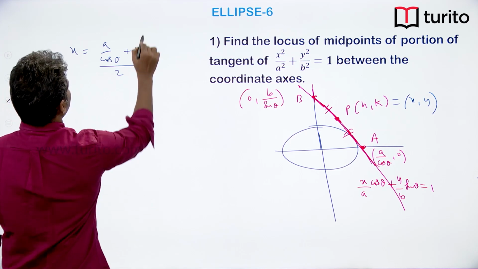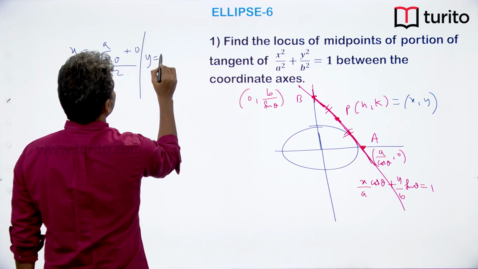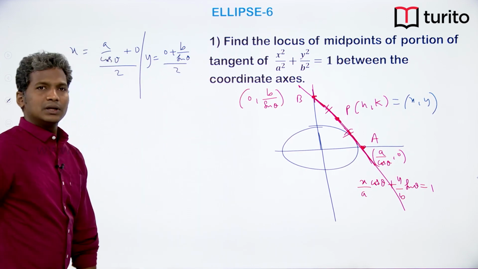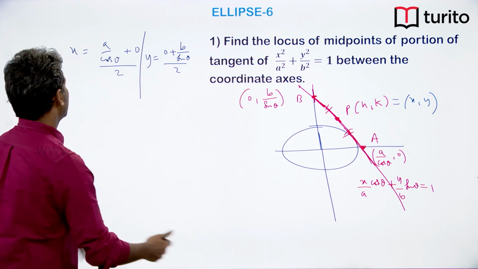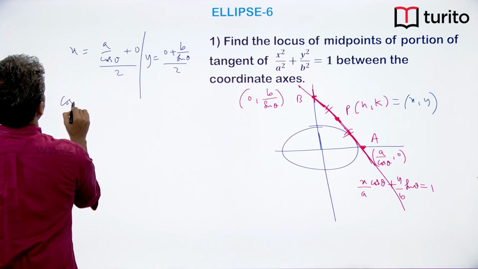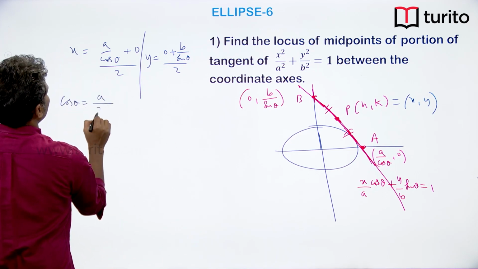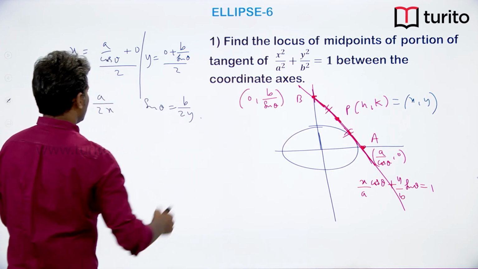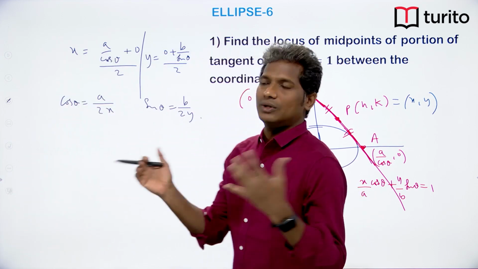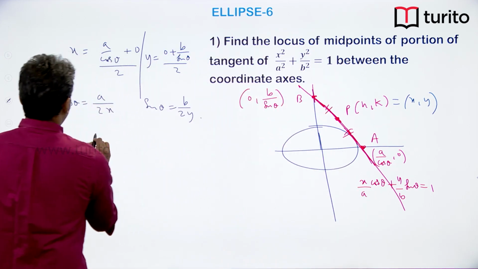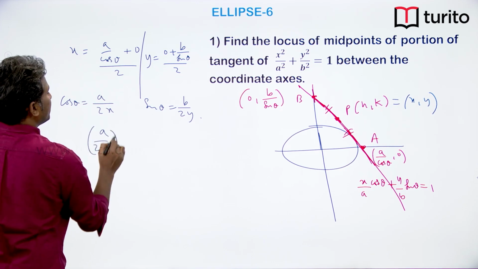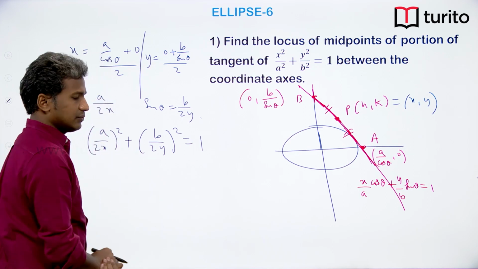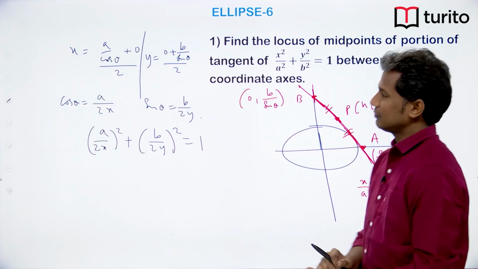Similarly, y must be equal to 0 plus b by sin theta by 2. Now from here we can get sin theta and cos theta. So here cos theta will become a by 2x and here sin theta will become b by 2y. So just eliminate theta directly, you will get the locus. So that means (a by 2x) whole square plus (b by 2y) whole square must be equal to 1. That becomes our equation of locus.